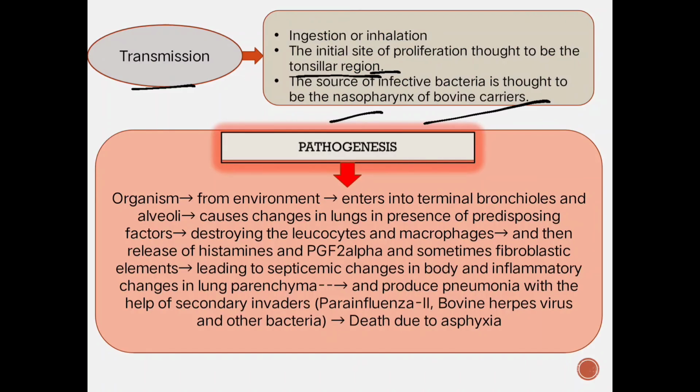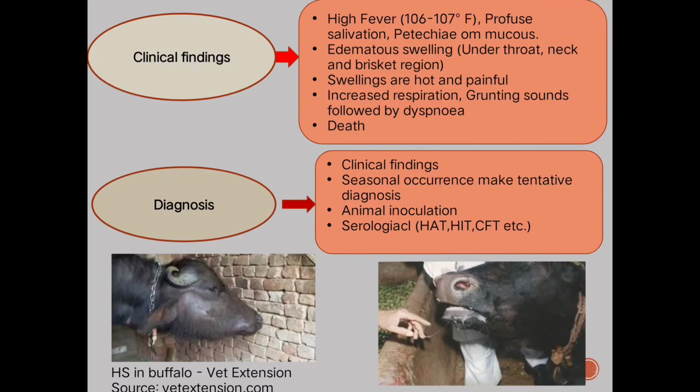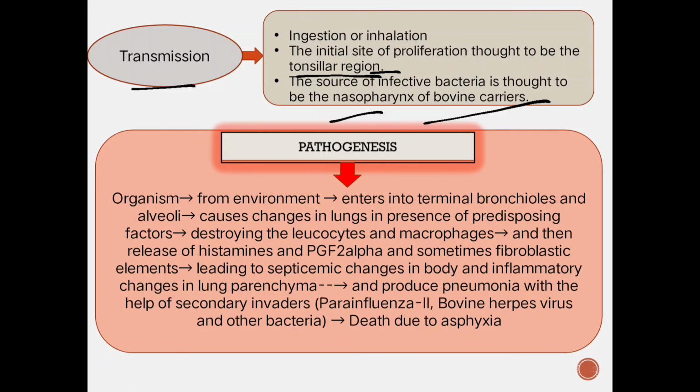To sum up this disease, there will be clinical signs like swelling at the throat, neck, and brisket region, and there will be increased respiration and grunting sounds followed by dyspnea and death. It is an acute disease. Pathogenesis is very simple. Whenever the animal experiences a stressful condition, the organisms which are naturally present in the tonsillar and nasopharyngeal region multiply manifold, leading to production of toxins and inflammatory mediators like histamines and PGF2 alpha.